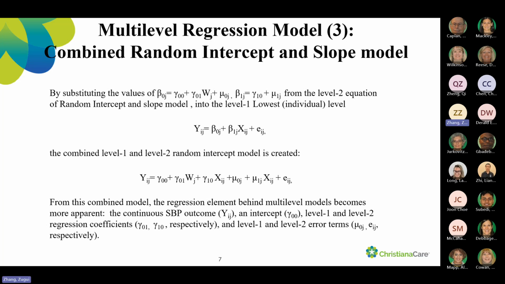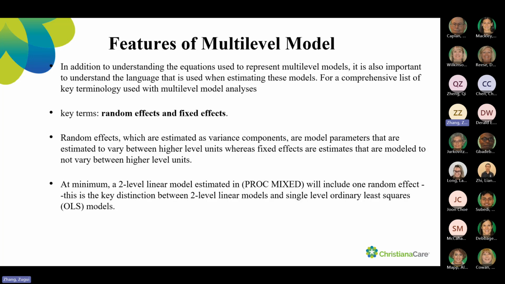And then we combine the random intercept and the slope model. By doing some mathematical calculation, we can combine the level 1 and level 2 equations, with the level 2 equation of the random intercept and the slope model. So we put together, we will get this yij with this x standing for the patients, and then these w variables for the second level, and then we have the coefficients for the first level and for the third level.